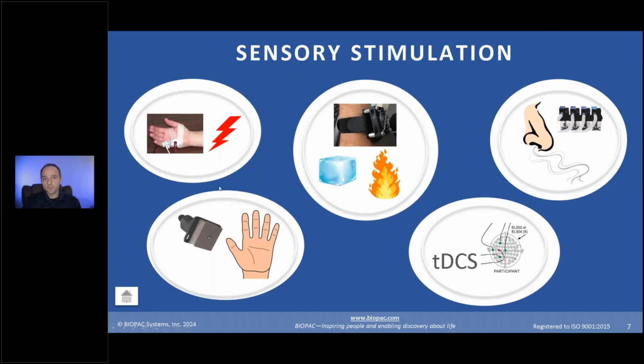Now, VR is a form of stimulation, but then we have other tools for sensory stimulation. So we can have electrical stimulation, current or voltage stimulation. Then you can have somatosensory stimulation, thermal stimulation, so that you can have the sensation of cold or hot applied to your arm, like shown in the picture here. Transcranial direct current stimulation. And then we also have olfactory stimulation, where different fragrances can be delivered. So imagine you see a pizza on the screen and you smell the pizza.